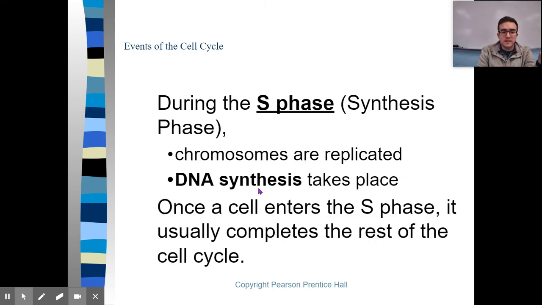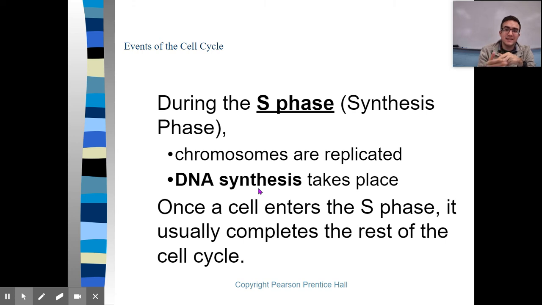S phase, synthesis, is just that the chromosomes replicate. So this is where DNA replication takes place. And you know how DNA replicates, right? Helicase comes in, breaks apart the double helix, polymerase comes through, it's going to replicate the leading and lagging strand. In the end, we get 2 new DNA molecules. So we get 2 new chromatids that join together to make a chromosome.